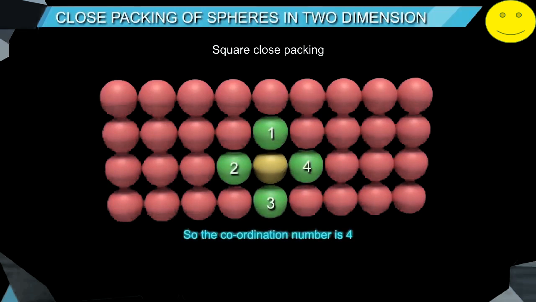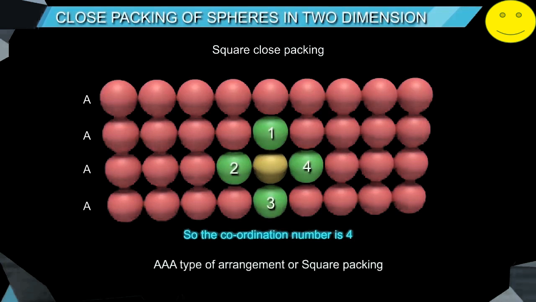If we call the first row an A type row, the second row is exactly the same as the first row, so it is also called A type. If we keep on placing such similar rows one above the other, then such an arrangement is known as AA type of arrangement or square packing.